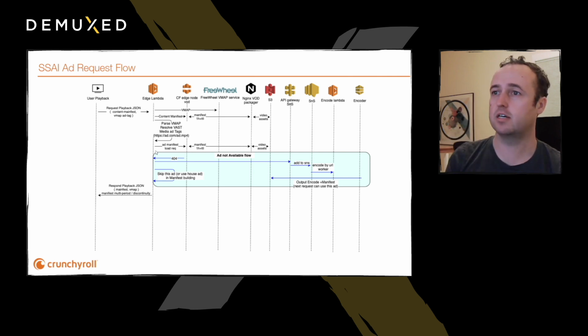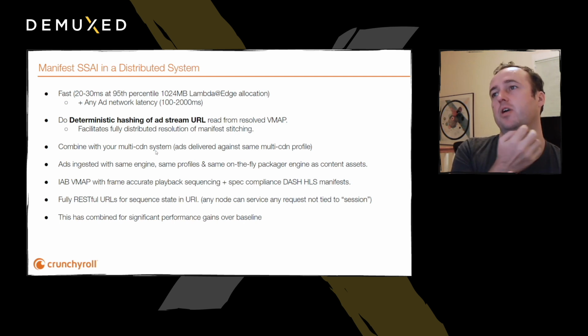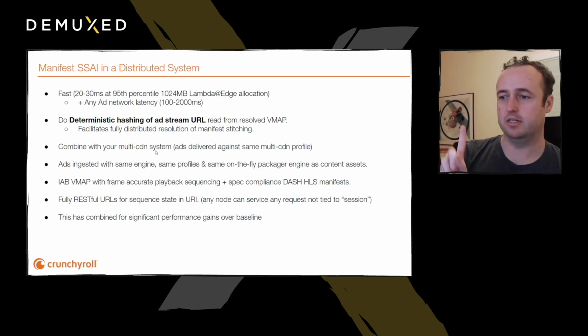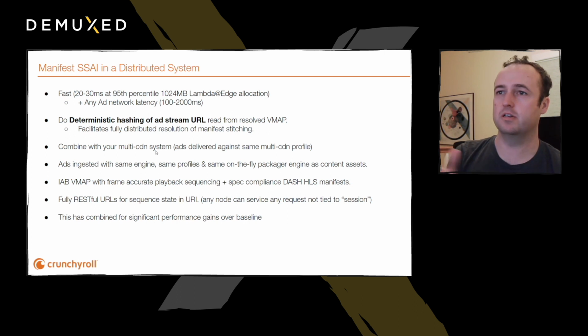If it's not available, we get a 404, or we fail over, then we trigger the ingest flow through an SNS-based queue system. Some stuff that we were aiming for with the SSAI solution: we want to, again, make it as fast as possible. And then, as I mentioned, do the deterministic hashing of the ad stream URL. Again, this enables full resolution of a VMAP and sequenced multi-period DASH or sequenced discontinuity HLS, all within a single edge node, right? Like as we'll see later on in the presentation, the enemy of performance here is having to travel for the data.